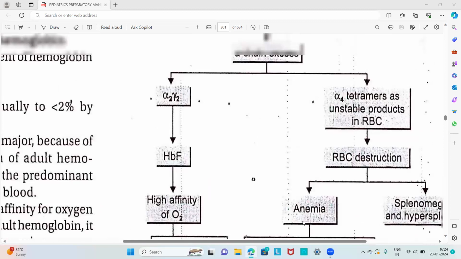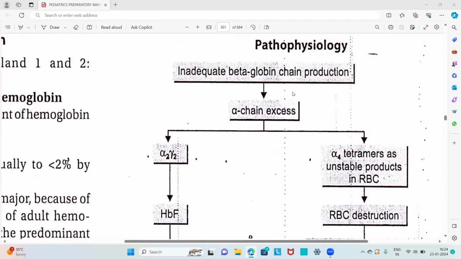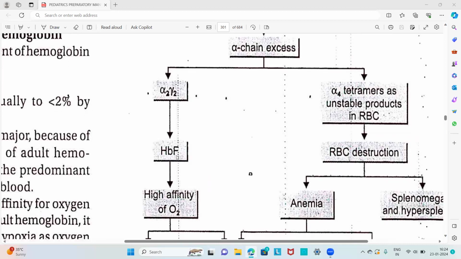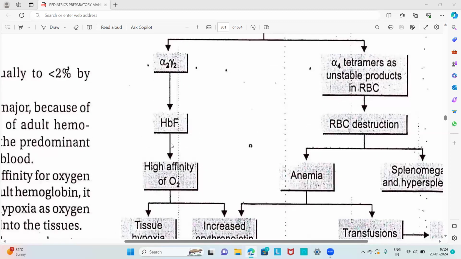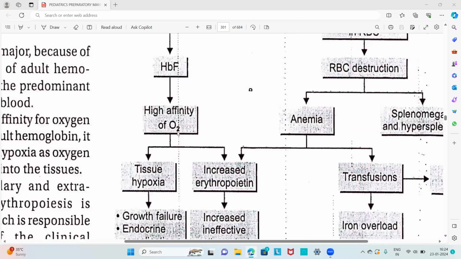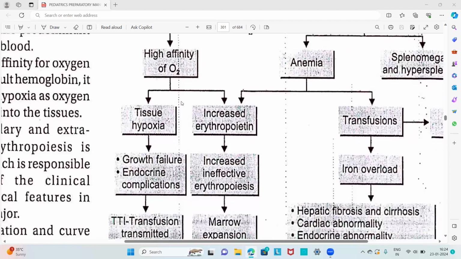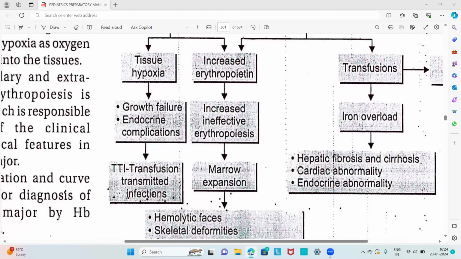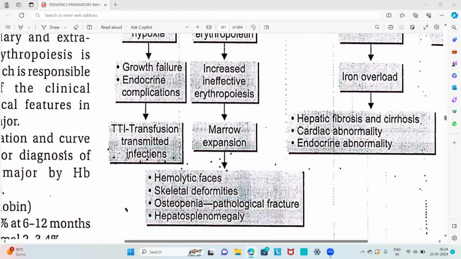Then the alpha chain, instead of combining with the beta globin chain, combines with the gamma chain to form HbF, that is fetal hemoglobin, alpha 2 gamma 2. Hemoglobin F has a high affinity for oxygen, and that results in tissue hypoxia. Because of that, there will be growth failure, endocrine complications, and TTI, transfusion transmitted infections.